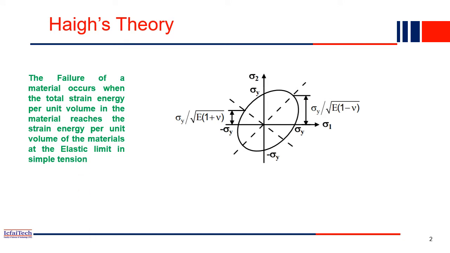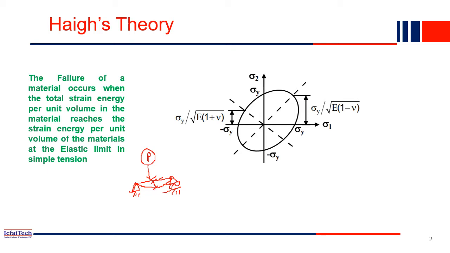So what does it say? For example, you consider a simply supported beam. One end is hinged, another end is a roller, and maybe some load is acting on it. Because of the application of this external load, there will be a small deflection in the beam. So this is our beam, and because of this load P, there will be a small deflection in the beam.